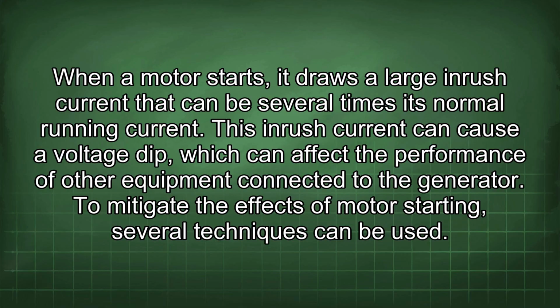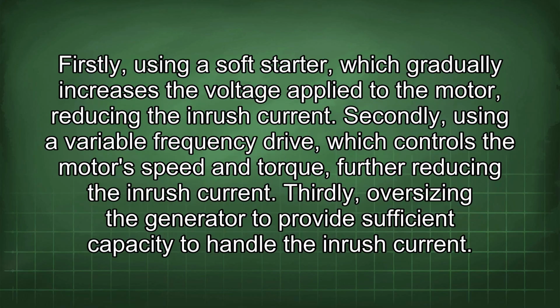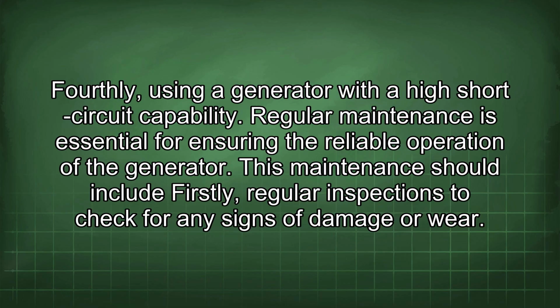To mitigate the effects of motor starting, several techniques can be used. Firstly, using a soft starter, which gradually increases the voltage applied to the motor, reducing the inrush current. Secondly, using a variable frequency drive, which controls the motor's speed and torque, further reducing the inrush current. Thirdly, oversizing the generator to provide sufficient capacity to handle the inrush current. Fourthly, using a generator with a high short circuit capability.